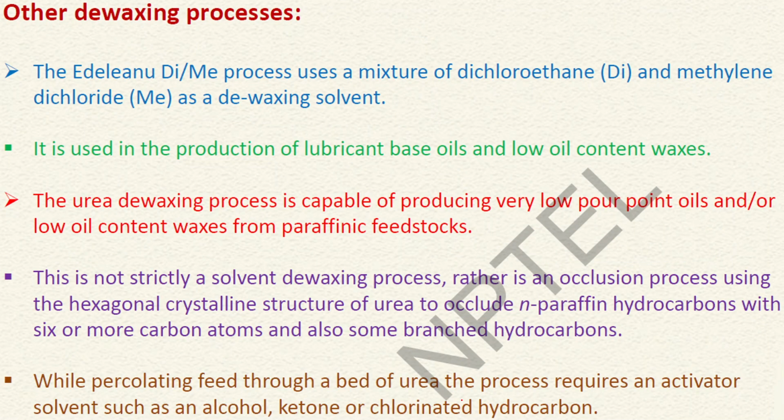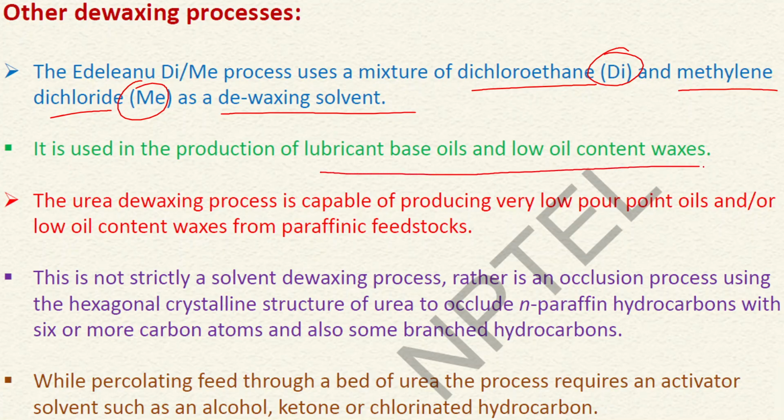Some of the other dewaxing processes involve the DiMe process, which uses a mixture of dichloroethane, from where Di comes, and methylene dichloride, where Me comes. It acts as a dewaxing solvent. It is used in the production of lubricant base oil and low oil content waxes. The urea dewaxing process is capable of producing low pour point oils or low oil content waxes from paraffinic feedstock. So this is not a solvent dewaxing procedure. It is an occlusion process basically.